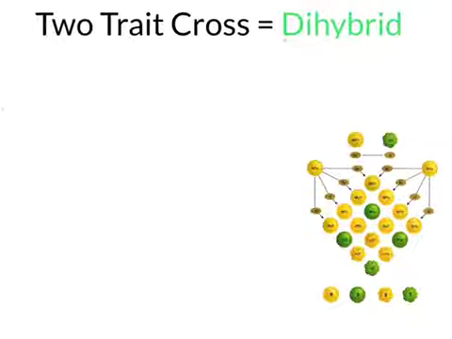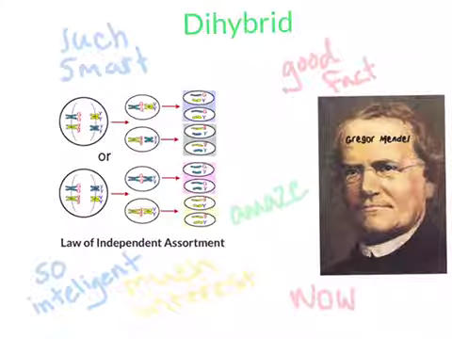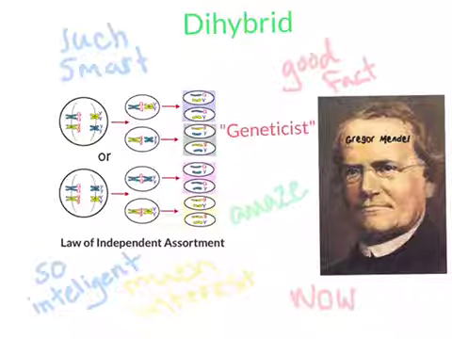Now, the D in dihybrid actually stands for two in Greek. Interesting fact, the dihybrid cross was used by the geneticist Gregor Mendel, which helped him to formulate his law of independent assortment.